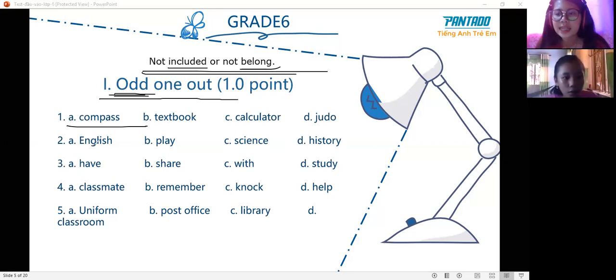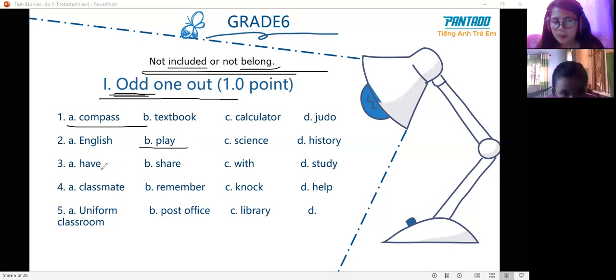Which word is not belong to the group? Is it letter A, English? Letter B, play? Letter C, science? Letter D, history? Which word is not belong to the group? Is it letter A, English, letter B, play, letter C, science, letter D, history? History. Okay, what is your answer? Play. Okay, how about number three?